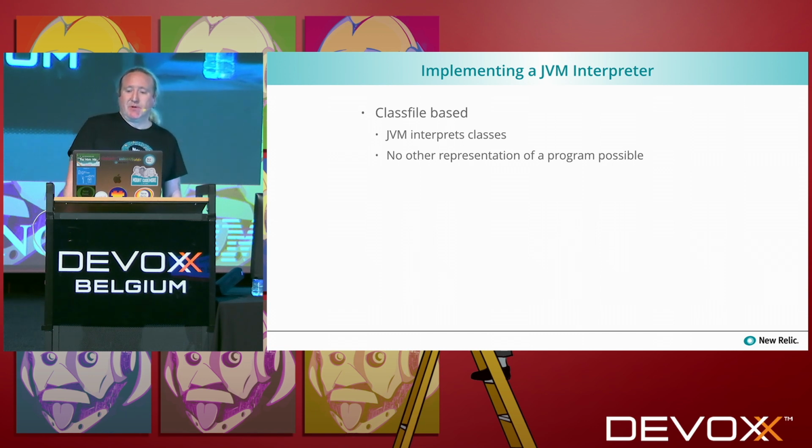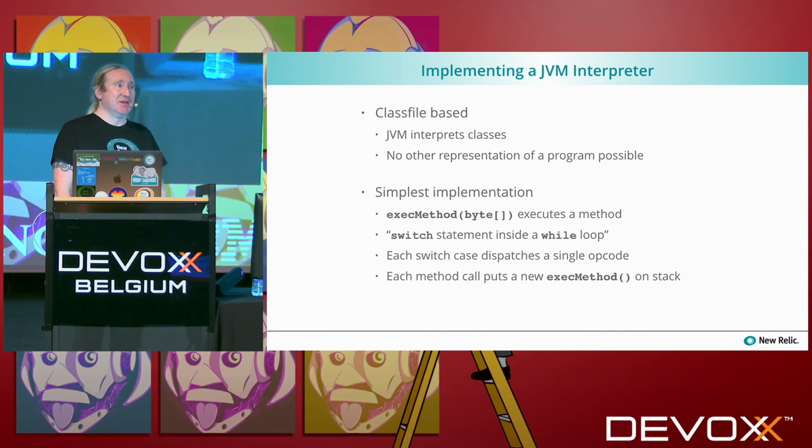Okay, so once we've done that, what does our interpreter look like? What's our simplest representation? Well, it's a switch statement inside a while loop, basically. That's what it is. You have a method called, well, I've called it here, just for the sake of argument, exec method, which takes an array of bytes. And inside that method, we have a switch statement. Each case of the switch will dispatch one opcode, one instruction in that bytecode file.